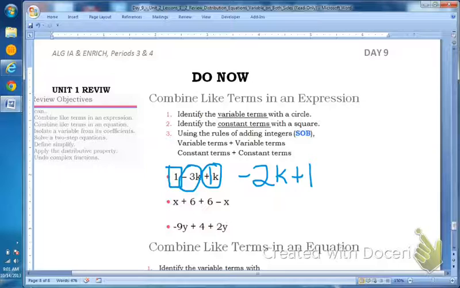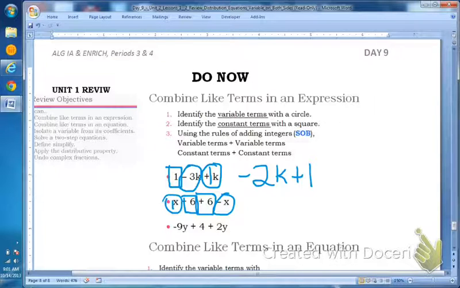All right, so let's take a look at these. X gets a what? 1. Okay, you're going to put a 1 in front. Does it get a circle or a square, though? Circle. So it's a variable term. How about the 6? Square. It's a constant, and I kind of covered up that it is a negative 6. I apologize there. And then the 6 gets a square. And that negative x gets a circle.